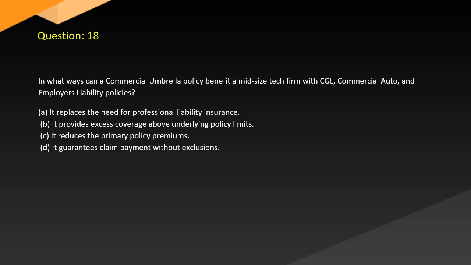Question 18. In what ways can a commercial umbrella policy benefit a mid-sized tech firm with CGL, commercial auto, and employer's liability policies? A. It replaces the need for professional liability insurance. B. It provides excess coverage above underlying policy limits. C. It reduces the primary policy premiums. D. It guarantees claim payment without exclusions.